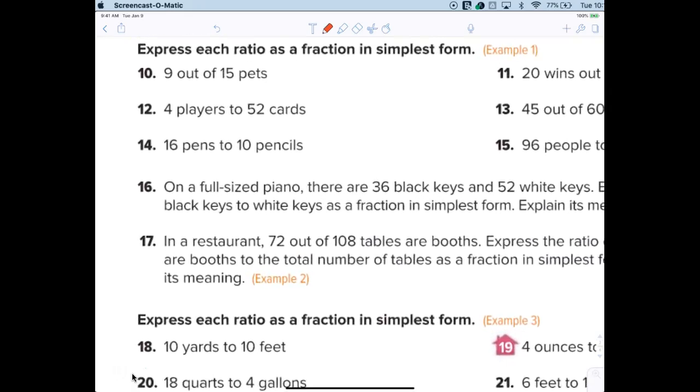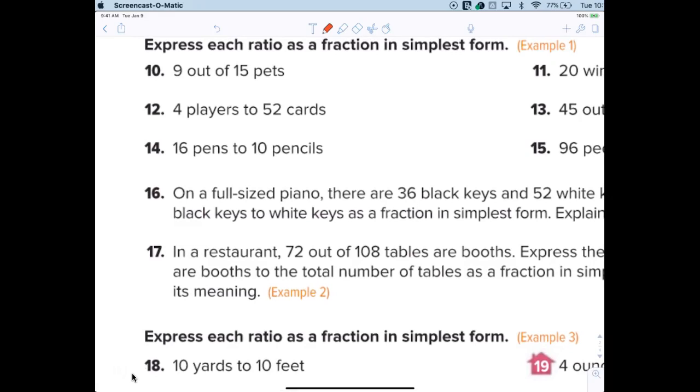All right. So Anna, you start me off with this one. What do I have? The number 10. Yes, 9 over 15, and that just reduces to what? 3 over 5. Beautiful.